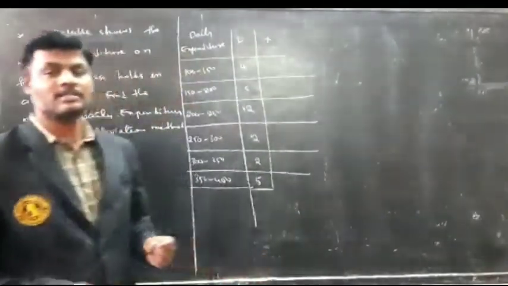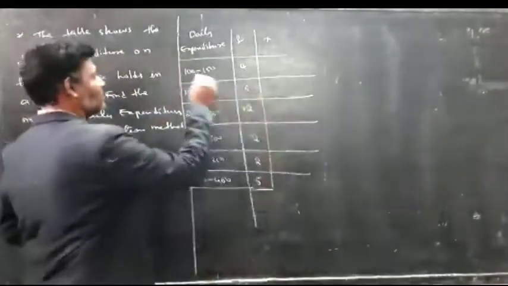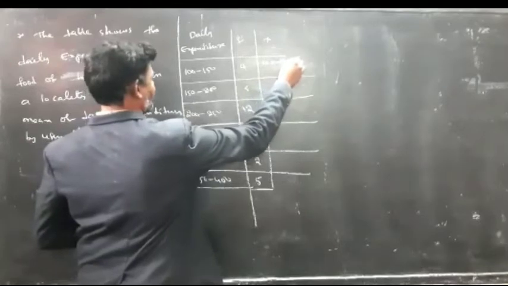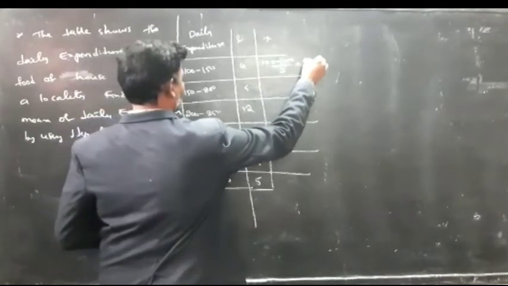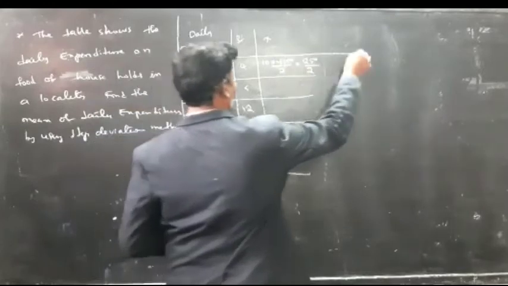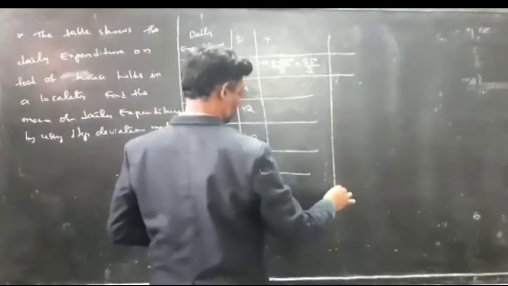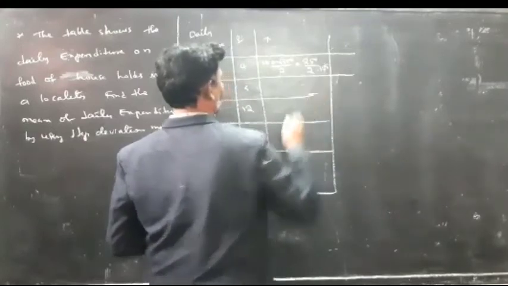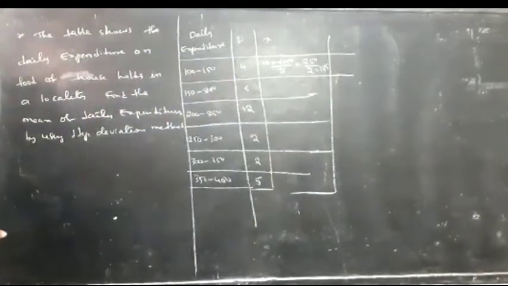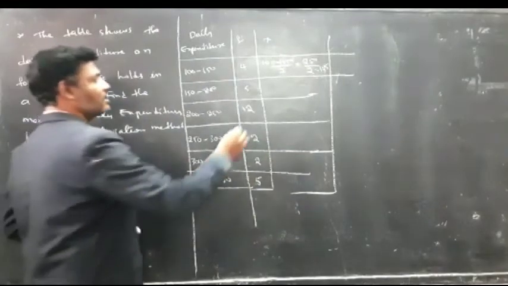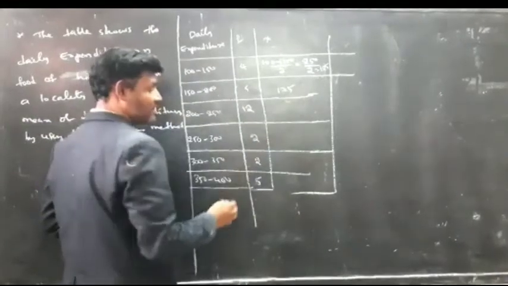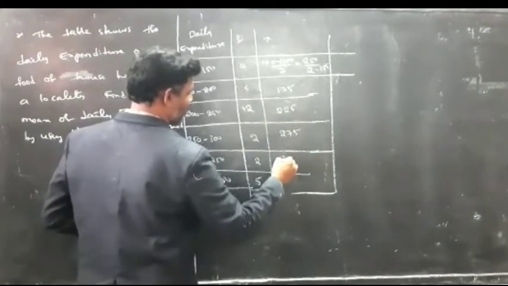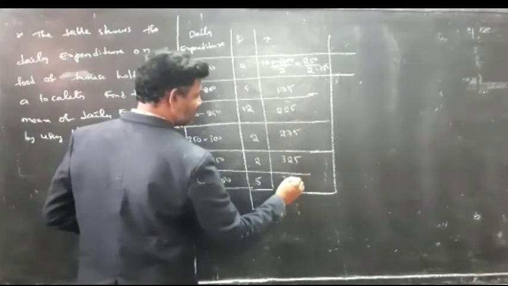What is the meaning of x? x is nothing but the class mid value of the class. So 100 and 150: 100 plus 150 by 2 is equal to 250 by 2. Now cancel this. What is it here? 125. So what is the value of x in the column? 125. Then 175, increasing by 50. Then 225. Next 275, 325 and 375.